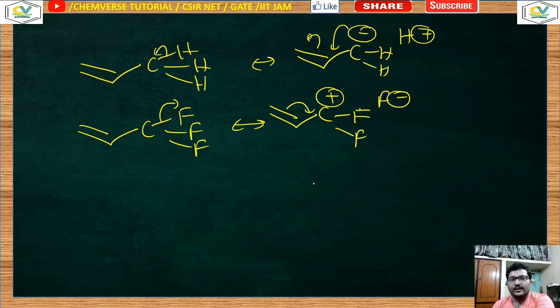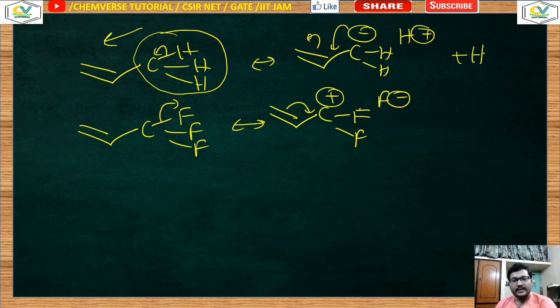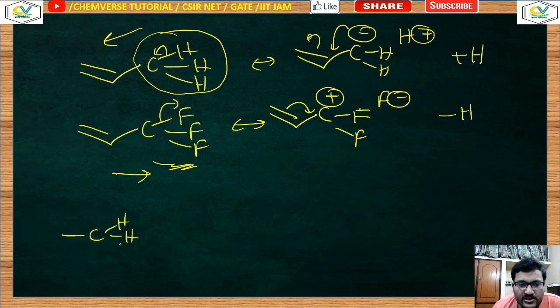So in the first case, this CH3 is effectively pushing electron density, so it is called a plus H effect. And in the second case, this CF3 is dragging electron density from that double bond, so it is your minus H effect. First one is plus H effect, second one is minus H effect. Clear?